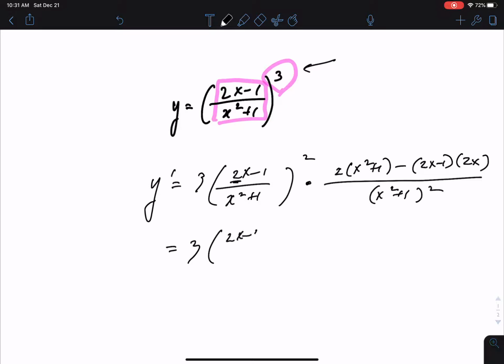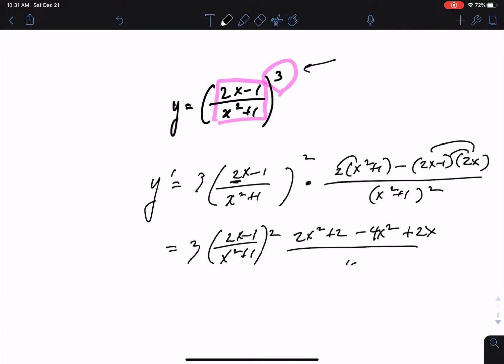So it's 2x minus 1. Let's expand this. You get 2x squared plus 2 minus 4x squared, and then plus 2x. You have to be careful about the double negatives here. So same thing. So this is 2x minus 1 squared.